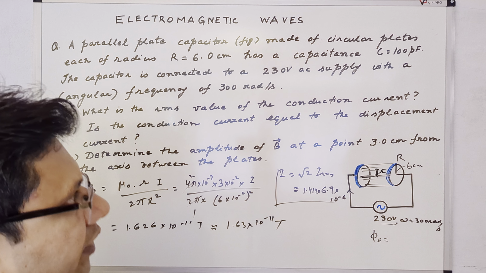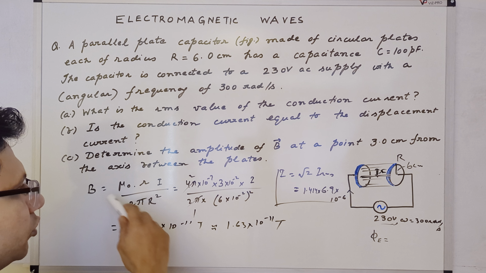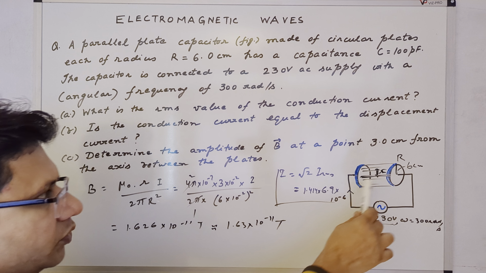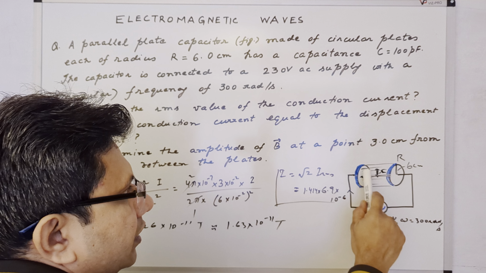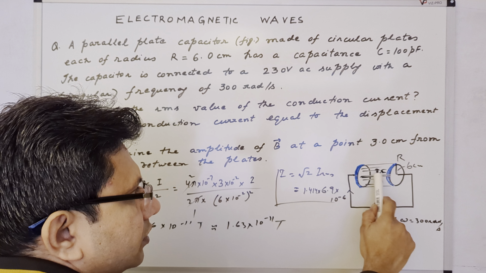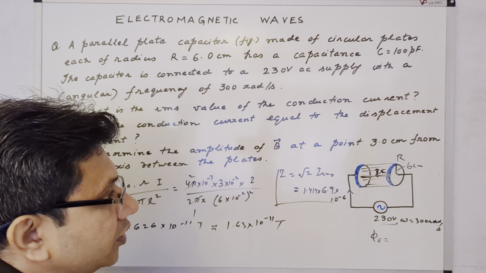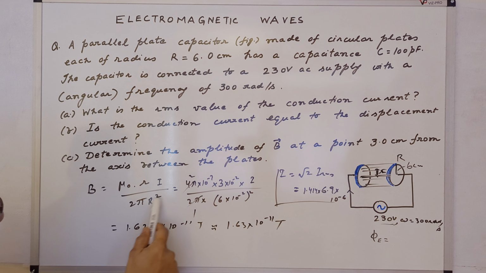तो यहाँ पे हमसे सी पार्ट में पूछा गया है determine the amplitude of magnetic field, that is B, at a point 3 centimeter from the axis between the plates. So इसके लिए हमें फॉर्मूला यूज करना है μ₀ r I upon 2π R². यहाँ पे स्मॉल r वो वैल्यू है जिसपे हमें इस पॉइंट पे मैग्नेटिक फील्ड निकालना है. स्मॉल r बेसिकली वो दूरी है एक्सिस से उस पॉइंट की जिस पॉइंट पे हमें मैग्नेटिक फील्ड निकालना है.